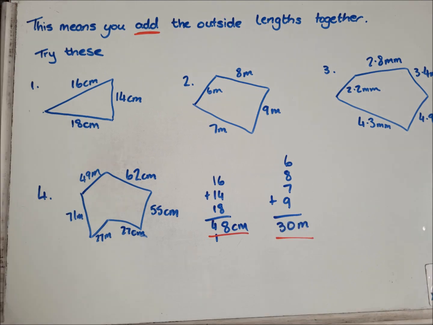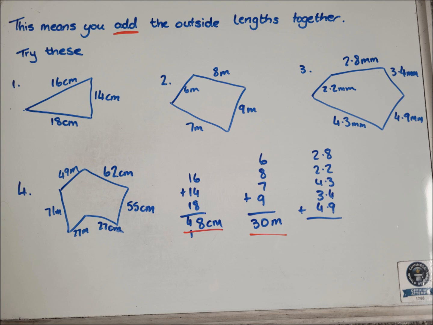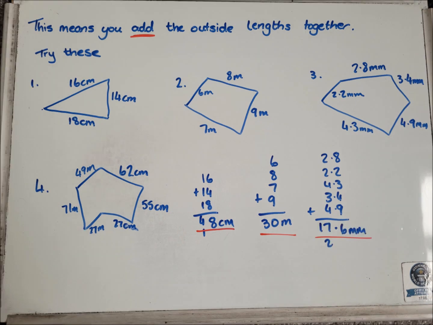For question 3, we had 2.8 add 2.2 add 4.3 add 3.4 add 4.9. That might have been one that you wanted to maybe break down into a couple of different smaller sums there, but hopefully we managed to work out that the answer was 17.6 millimetres.